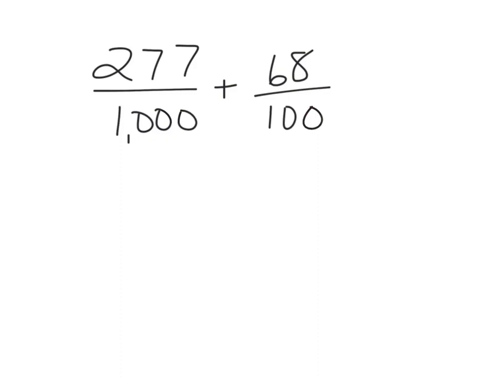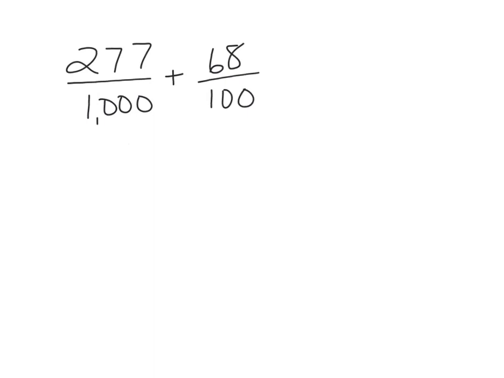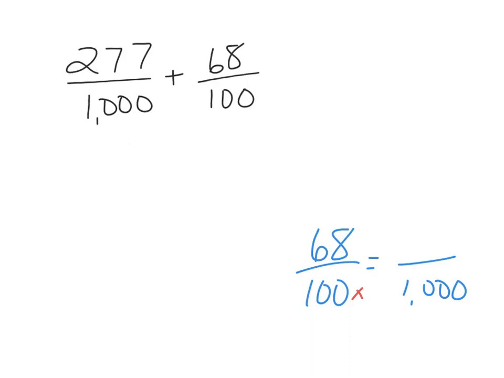So I'm going to show you how you make that 68 hundredths, and we're going to make it equivalent, but we want it to have that same denominator of 1,000 over here. So I'm going to change that 68 hundredths to thousandths. And remind you about equivalent fractions. I have to figure out what I'm multiplying by 100 to make 1,000, and I'm multiplying by 10 on that. 100 times 10 is 1,000.